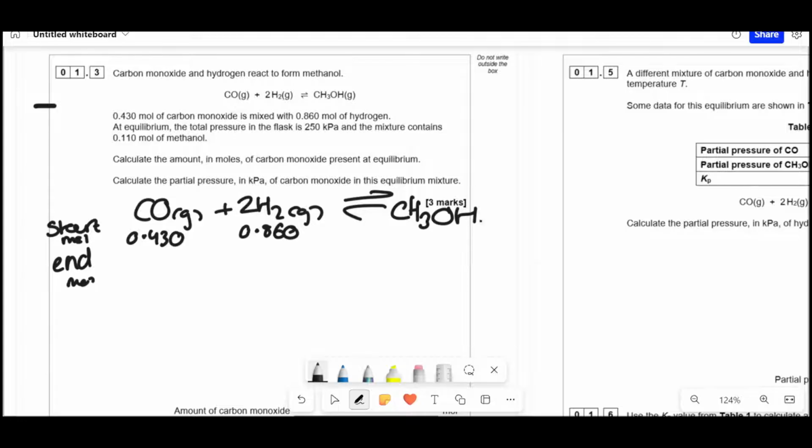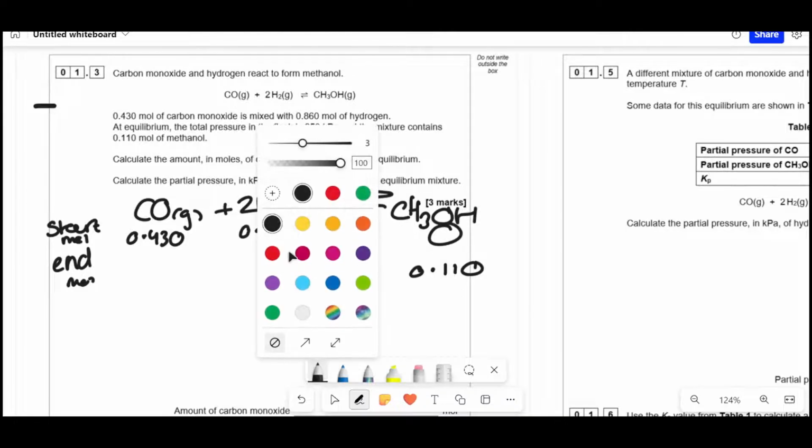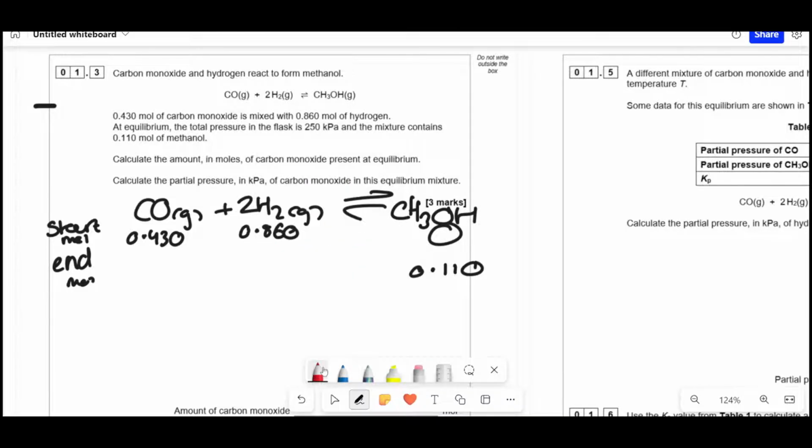Because the equilibrium's not been set up yet, it's 0 at the start. Then at the end, they've told you that we've made 0.110 moles of this methanol. So all of this methanol can only have come from these two things. That must mean that some of this has reacted with this to give you this. So we work out how much we have left. There's a 1 to 1 ratio, so we've lost 0.110 moles of carbon monoxide. At equilibrium, for our carbon monoxide, we have 0.43 minus 0.11, which is 0.32 moles.